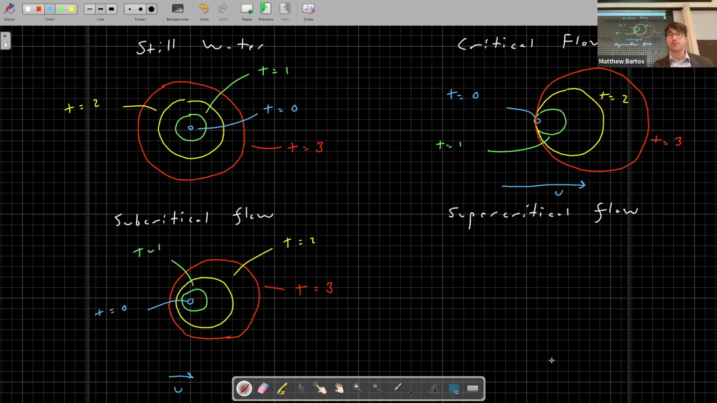Then finally, we have the case of supercritical flow where the velocity is larger than the wave speed. In this case, the entire wave will be swept downstream. So you'll have something that looks like this. You'll throw in your pebble, you'll get some ripple at t equal to 0. And then as you progress forward in time, that entire wave front is going to be swept downstream. You'll end up with something like this.